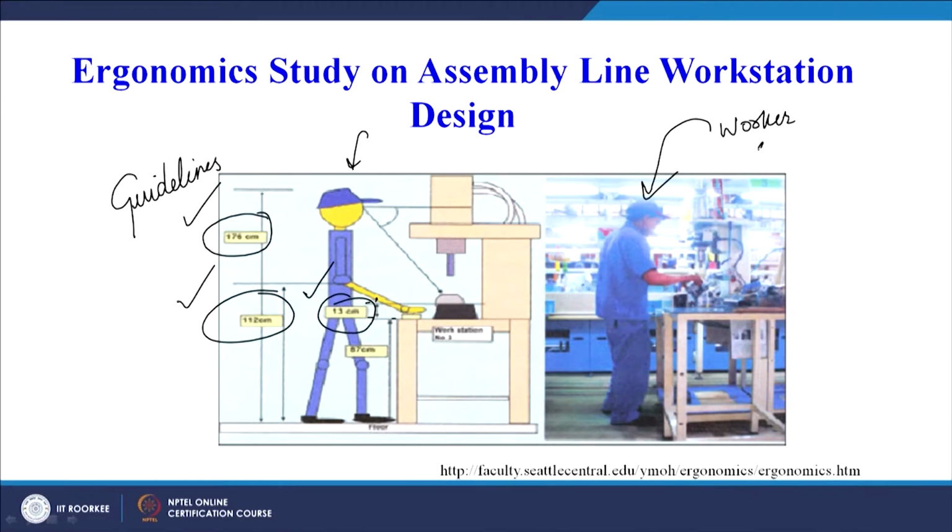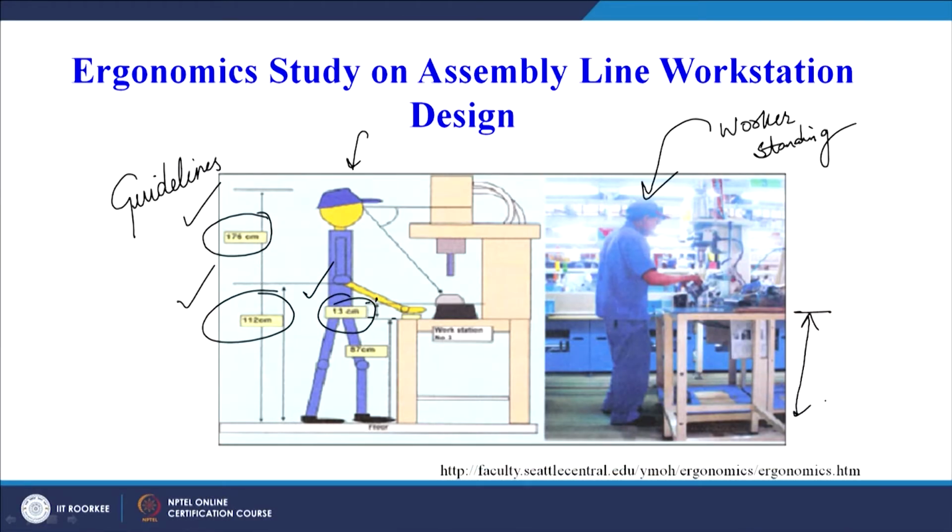So what you can see in both the cases, the worker is standing. It can be very safely concluded that in case of assembly line, most of the time the worker will be in the standing position only. So according to that, we have to see what must be the height of this table, what must be the distance between the body and the place where the person is doing the task, and what can be this angle, which is clearly depicted in this case also.